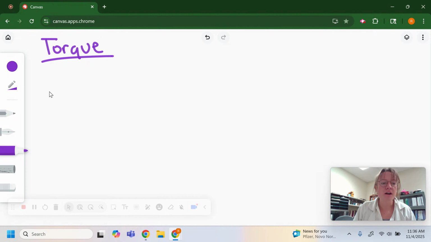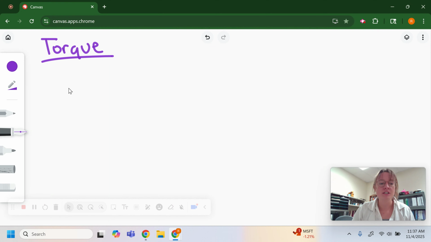Now, so far, everything that we have done in this unit has been things that are moving at constant speeds in what we call uniform circular motion. So you have something that is spinning, but it's spinning at a constant speed, not speeding up or slowing down. Well, today we're going to talk about things that are speeding up as they spin, slowing down as they spin, or starting spinning when they weren't spinning before, or stopping spinning when they were spinning before. Today we're talking about the concept of torque.